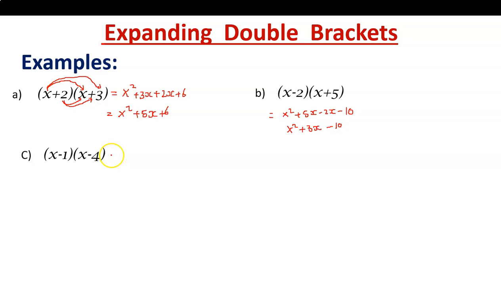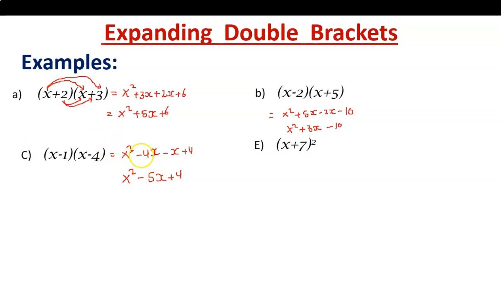This one, again same, we do x squared. This time both operations are negative, x squared, minus 4x, and we got minus x, and finally minus 1 times minus 4 gives you plus 4. Okay, let's write x squared minus 4x minus x gives you minus 5x plus 4.